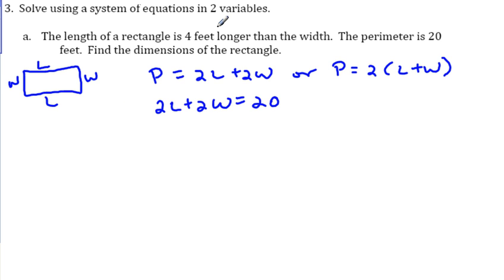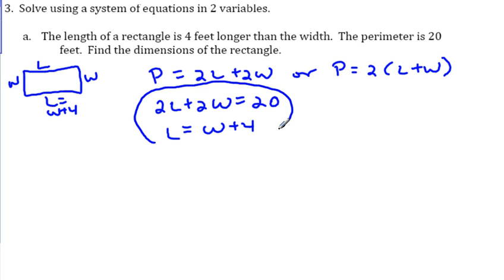And now it also tells me that the length of a rectangle is 4 feet longer than the width. This length is 4 feet more than this. So that means my length would be my width plus 4, right? So my length is equal to my width plus 4 more than that, because it's 4 feet longer. So right here are my two equations.